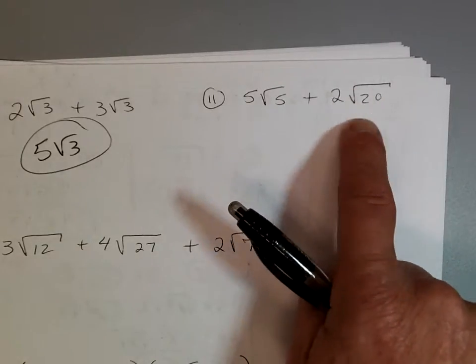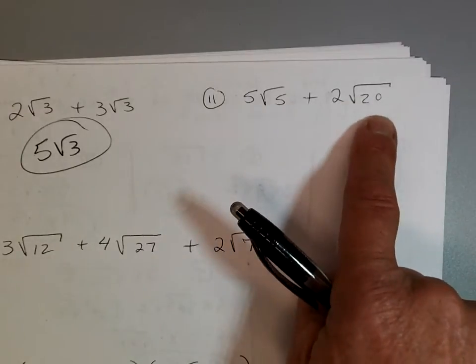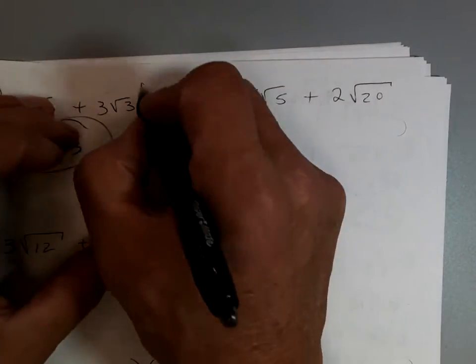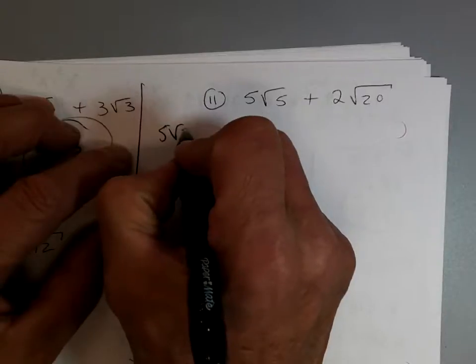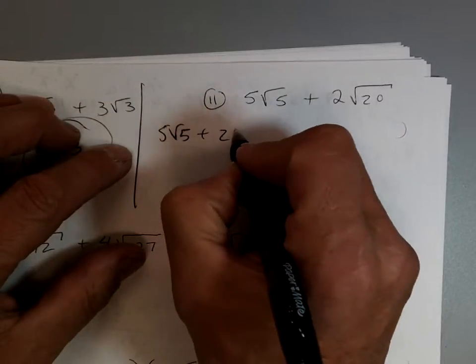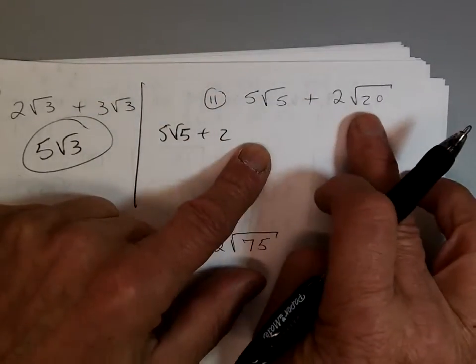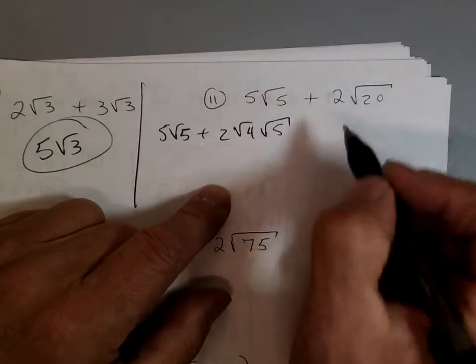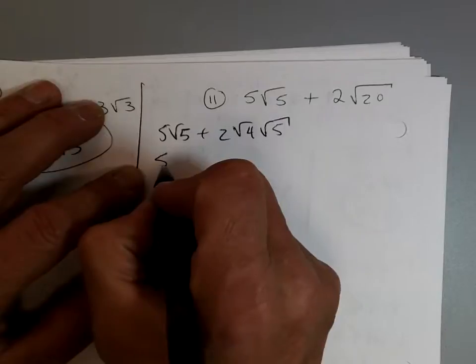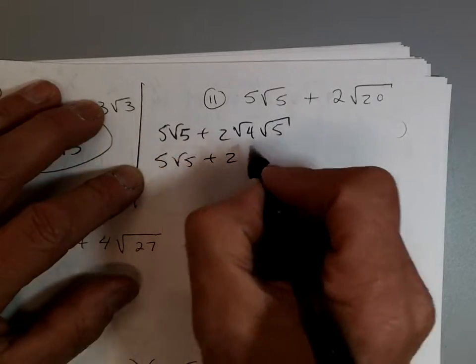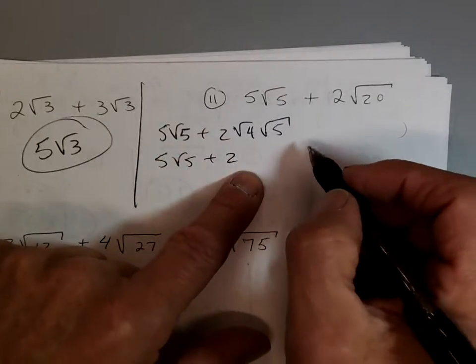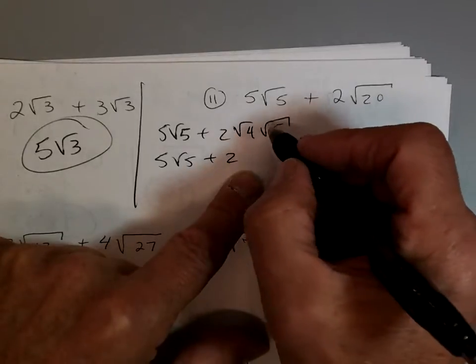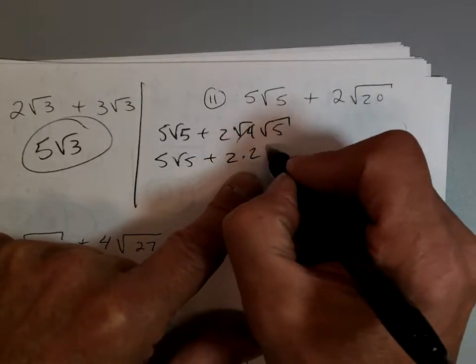Now, 11, you can't add them because they're not the same, but maybe we can reduce this and maybe this might work. So let's see what we can get. Okay, so I've got 5 square root of 5 plus, what about 20? What are you going to make 20 into? 4 and 5. Square root of 4, square root of 5, right? So I got 5 square roots of 5 plus 2. Okay, square root of 4 is what? 2. Sure, plain old 2. Square roots of 5, okay?